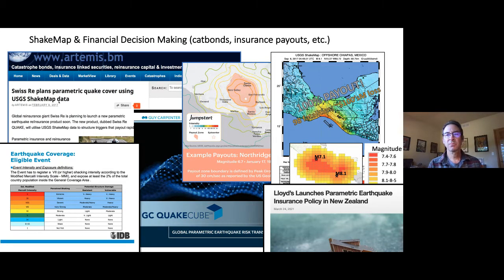So the information that we put out has to be very detailed, and there has to be a very important paper trail and accounting of what we did. And then we've had situations where for Mexico, for Haiti, for other earthquakes, there have been hundreds of millions of dollars of insurance products triggered by the ShakeMap itself.